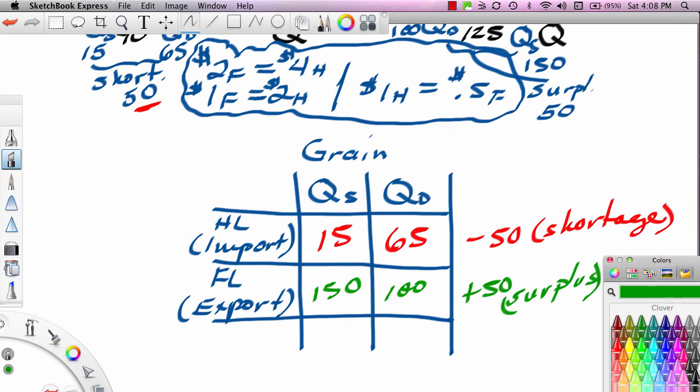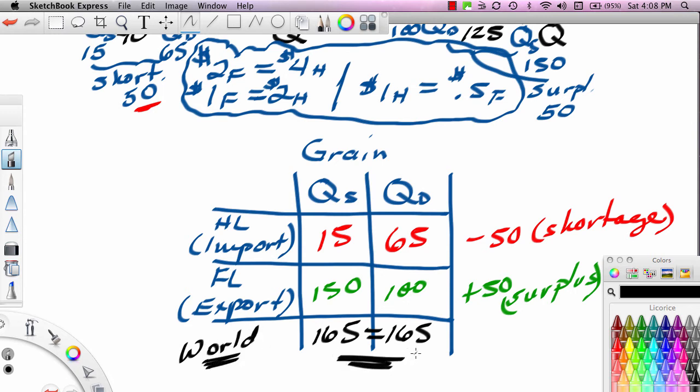Now let me go back to another color here, black. So if you add up total quantity supplied, you have 165 million bushels. If you add up the total quantity demanded, you have 165 million bushels. And lo and behold, the quantity supplied equals the quantity demanded. And the world is in what? The world is in equilibrium. So you have an equilibrium outcome in the world. And that has to be the case.